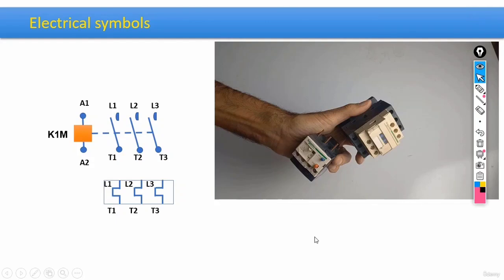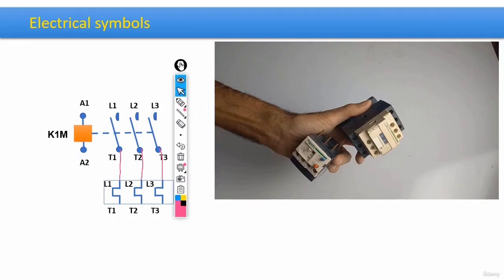Alright, now let's take a look at how we can connect a bimetal to a contactor. Well, let's take a look at the schematics that we have here. L1 would be connected to T1, L2 to T2, and L3 to T3. Right, and also let me play a video on this as well.